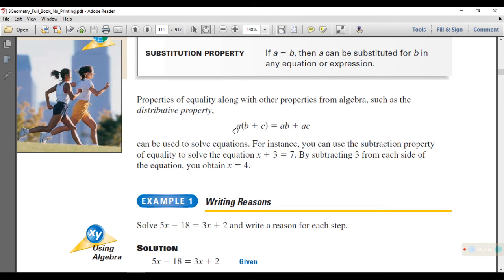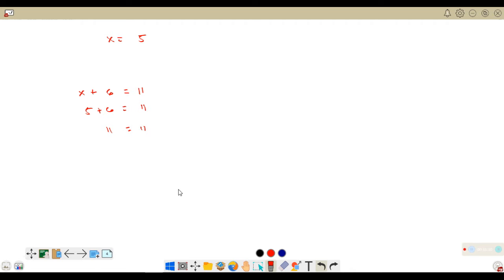If you have a multiplication operation before a set of terms inside a parenthesis, then you are going to multiply that number, or distribute that number, to each of the terms. So we have here A times (B plus C).